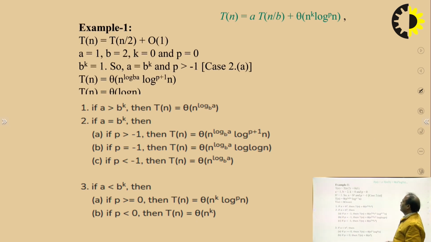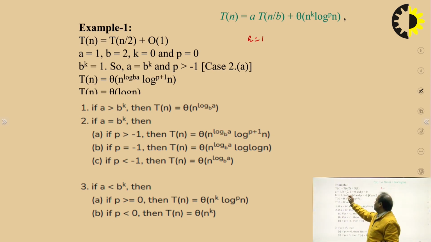Let's have this example. This is like the binary search algorithm: T(n) = T(n/2) + O(1). We can also solve this by using the general master method, but let us apply the advanced master method. Here a is 1, b is 2, k is 0, and p is also 0.